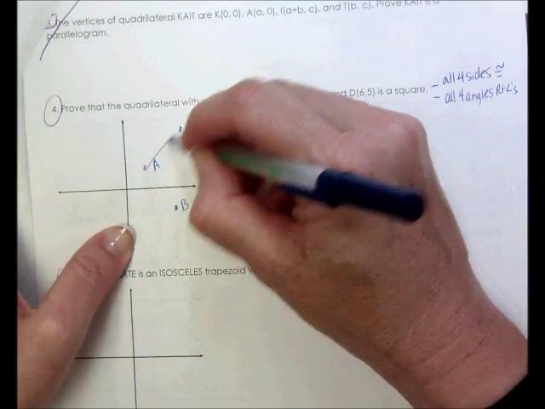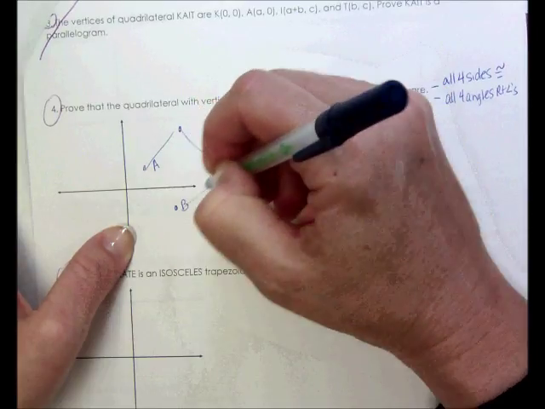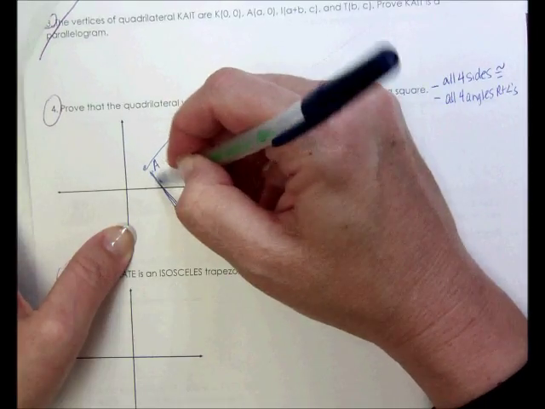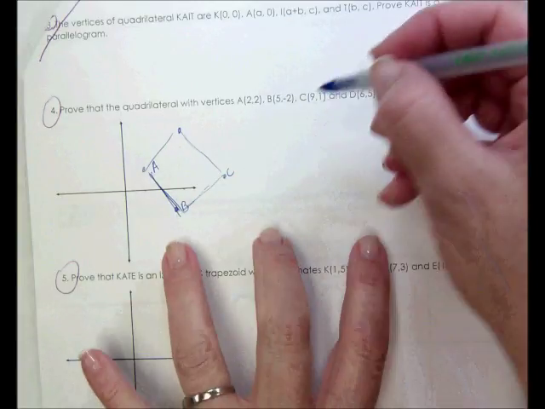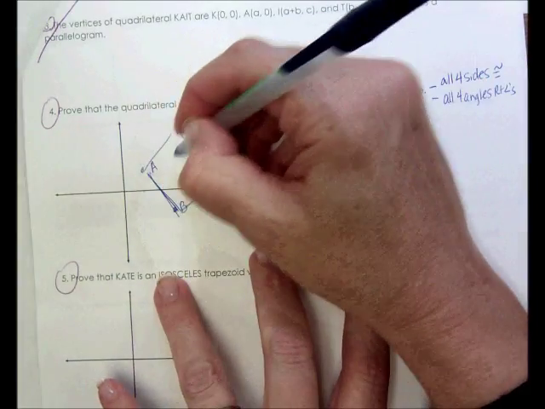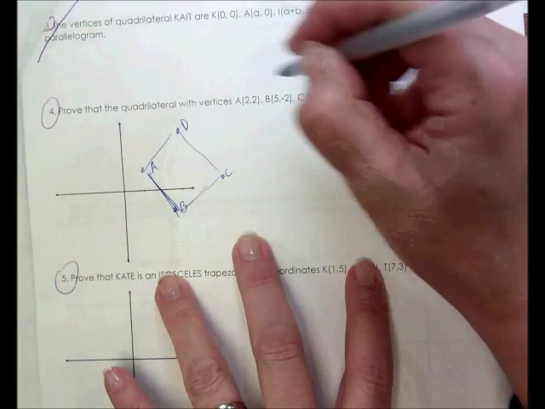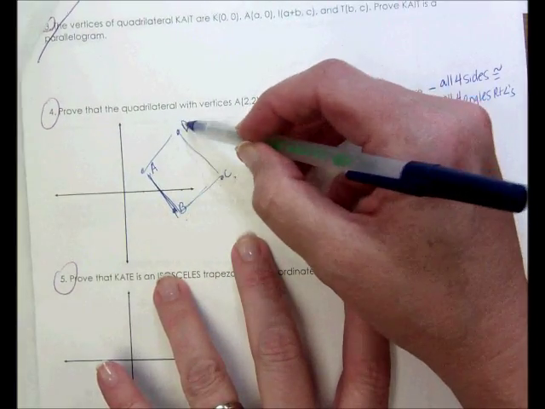And I know that this is not exactly perfect, and it's not going to be perfect, but we'll use our coordinates and not worry about how bad my graph is. So the first thing I'm going to do is find the slope. I'm going to find the slope of AB, the slope of BC, and the slope of CD and DA.